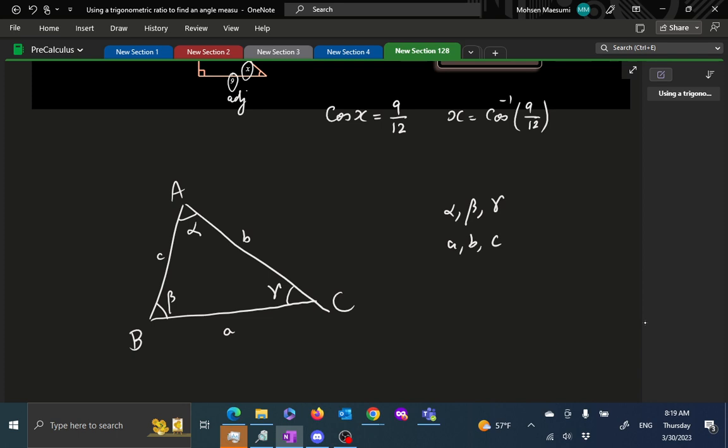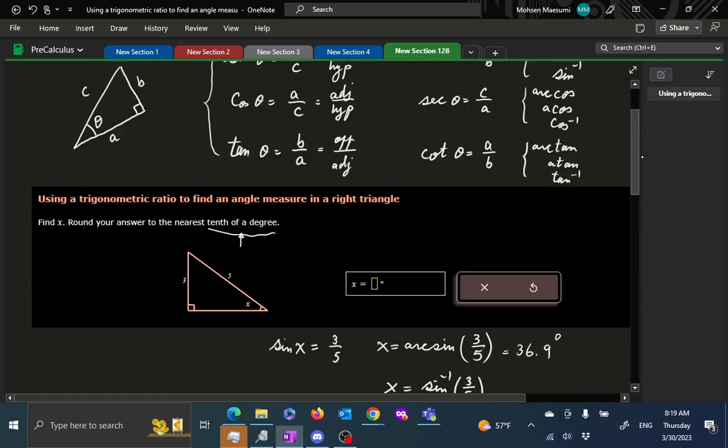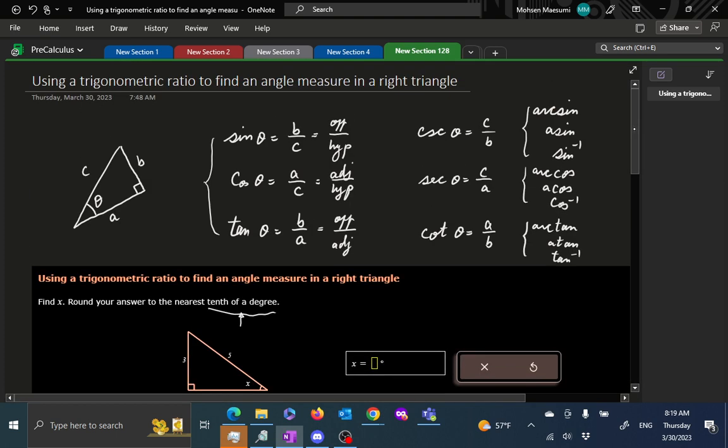So what we are heading toward is solving a triangle. It's a general triangle, and the objective is to find the missing information from this list of 6 based on what they have given to us. Okay, so that's what's going to come up next.